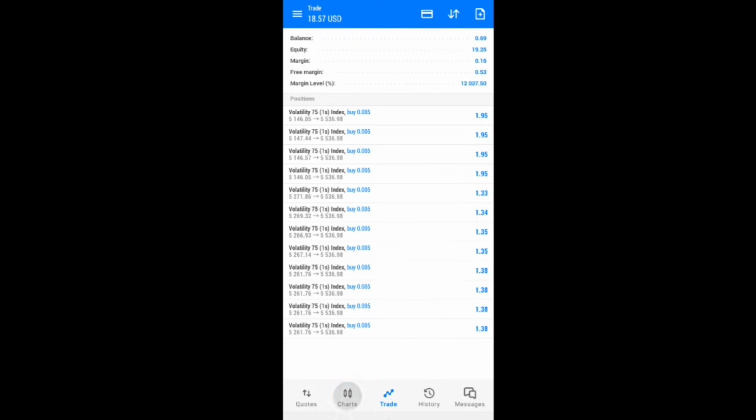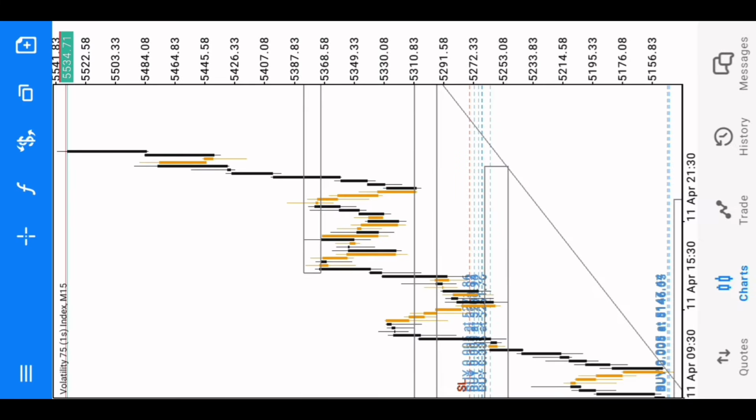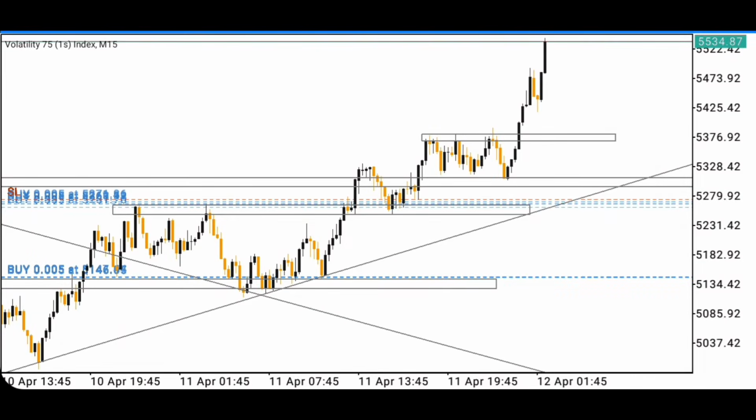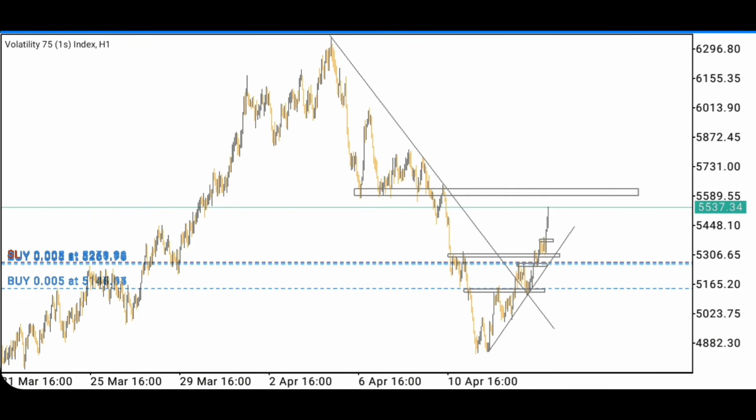The strategy itself is very simple. Let me just pan my screen right there. I use trend lines, support and resistance zones, and demand and supply zones. I combine these three, and with Volatility 75 it works very, very well. So let me break it down for you.